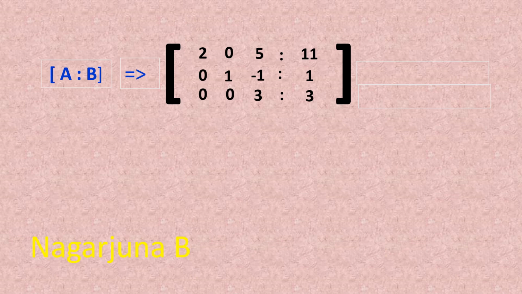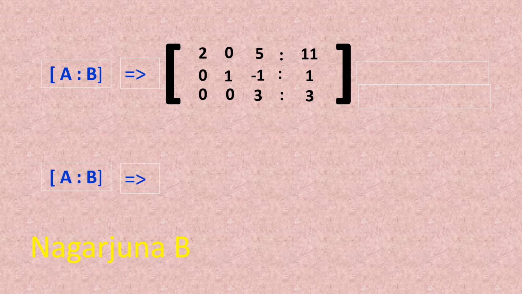Then it will be simpler for the purpose of doing the calculation. Since 3 is not a big number, I have not divided. You can divide and then you can do the further steps also. In this case, I have not divided. I am considering the same 0 0 3 and 3 itself. So the augmented matrix A colon B is equivalent to.